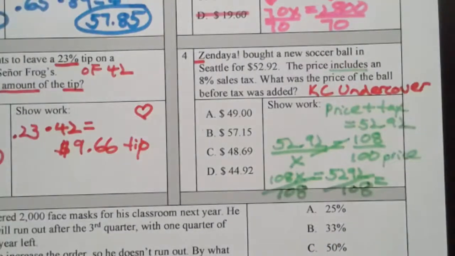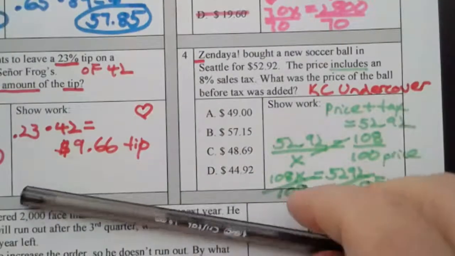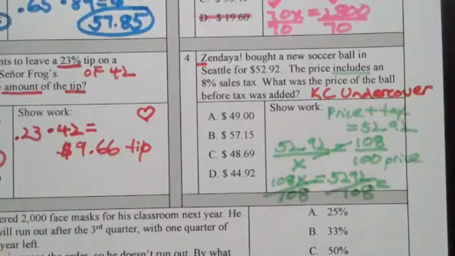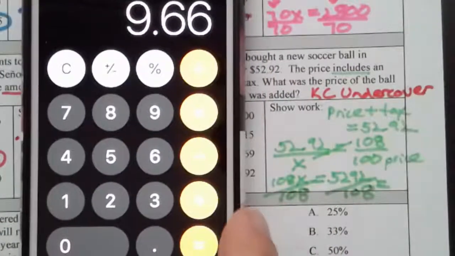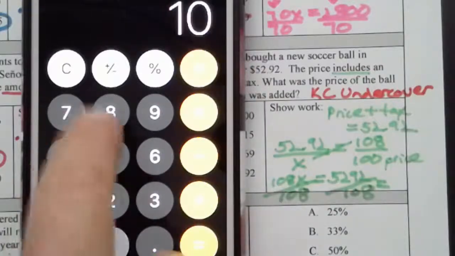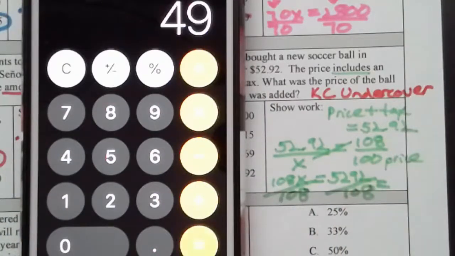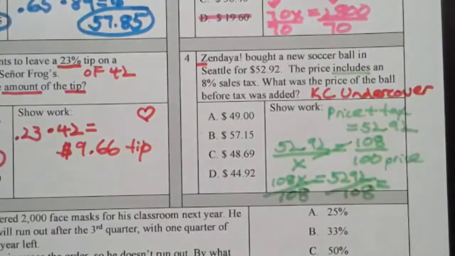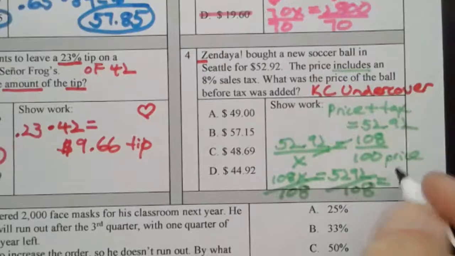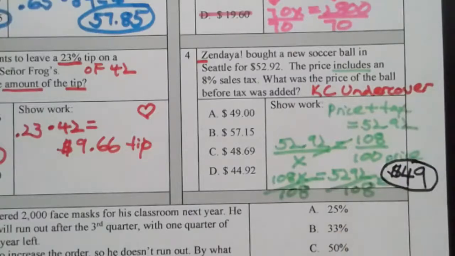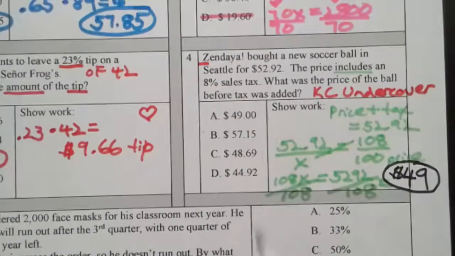And I'm going to switch to my black ballpoint pen. 52.92, clear, 52.92 divided by 108. $49. I guess I don't need to switch. It's a $49 soccer ball. I hope from a common sense standpoint, that sure makes sense.